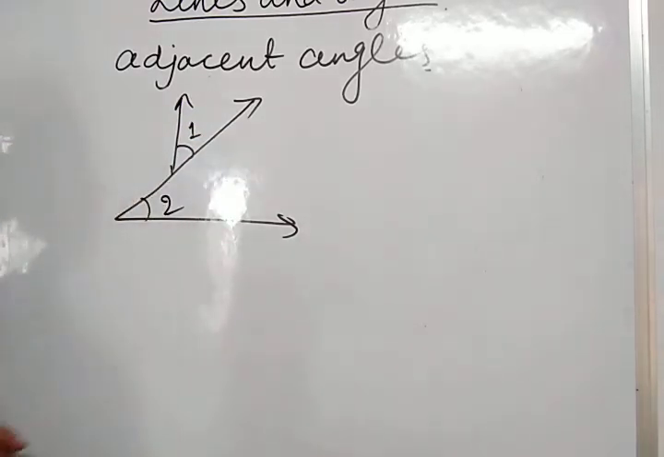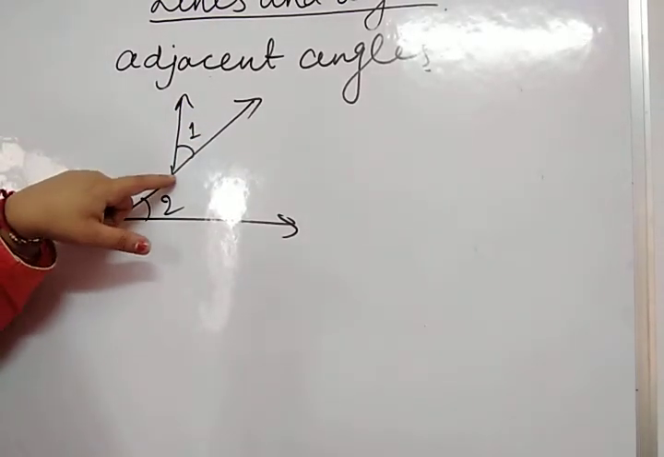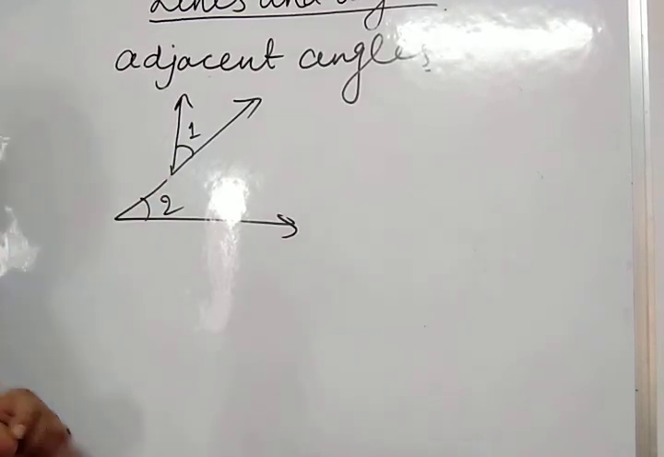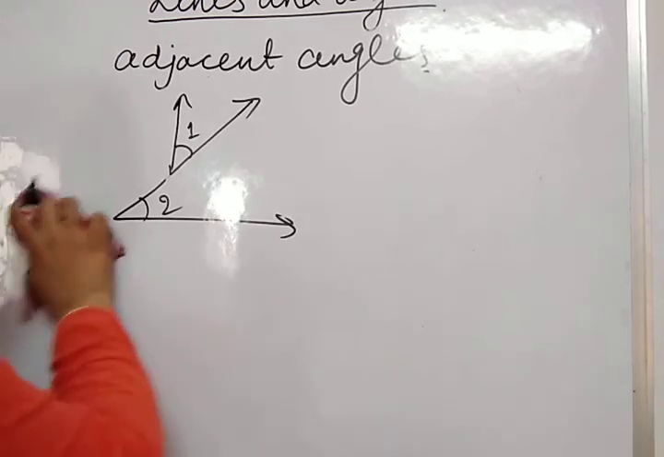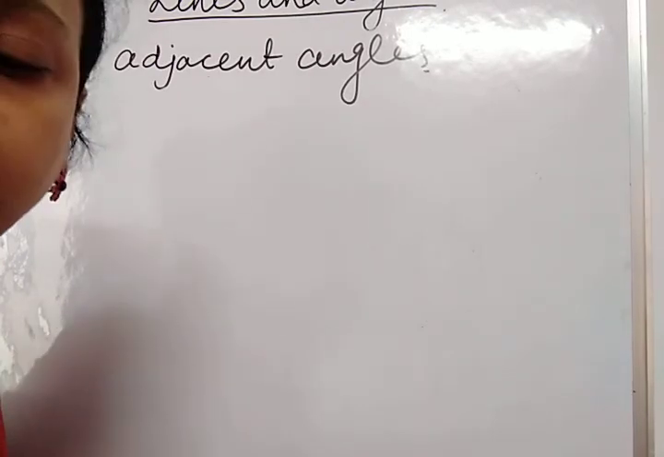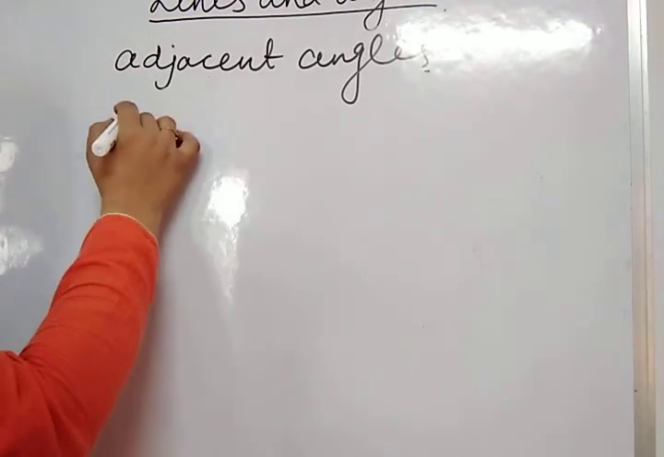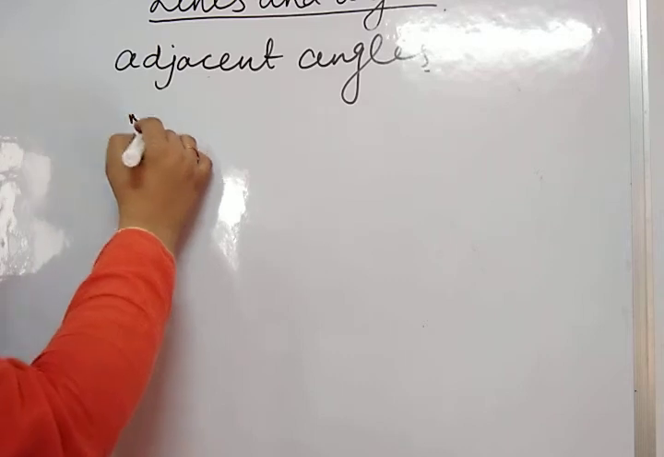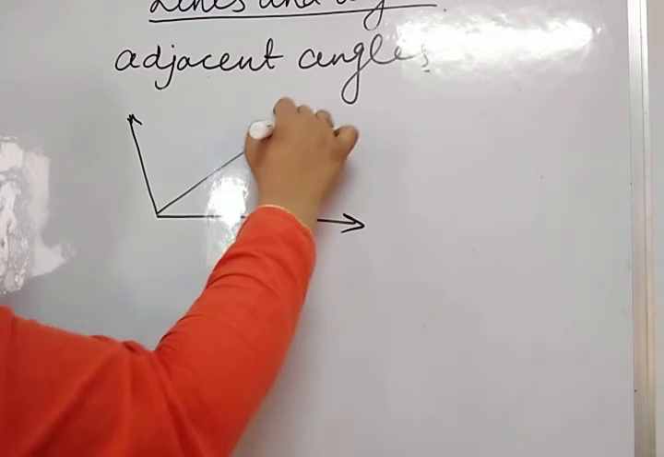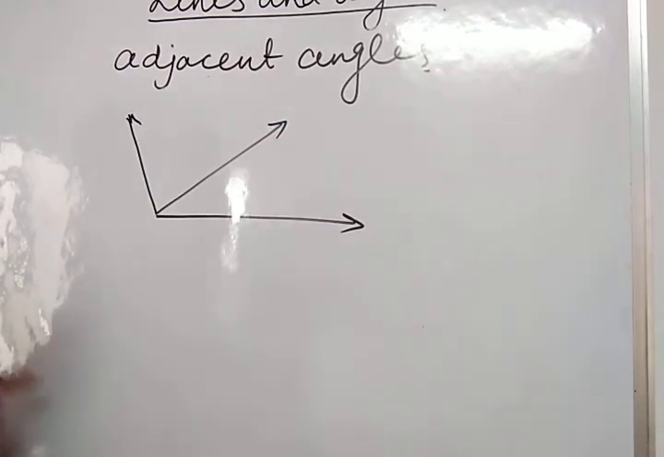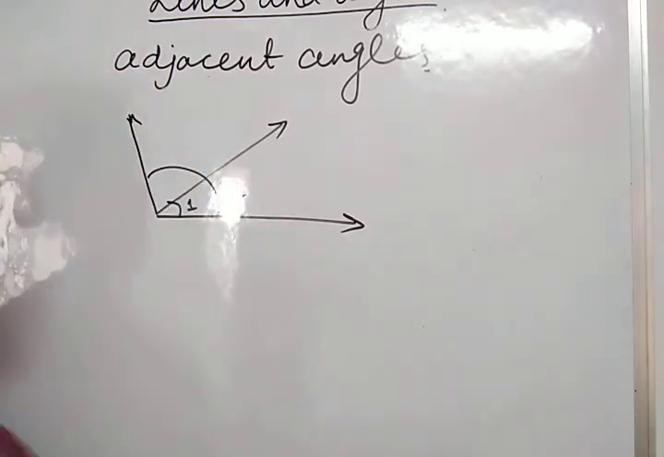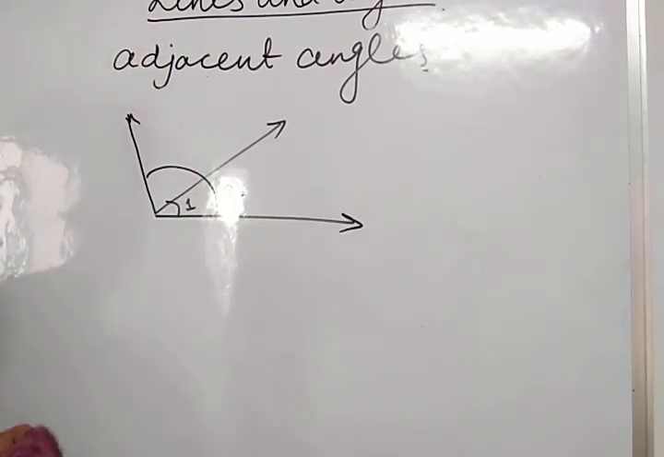Angle 1 and angle 2. You can see the vertex of angle 1 is this and the vertex of angle 2 is this. They don't have a common vertex, so they are not a pair of adjacent angles. Now the same question which I have already explained. Angle 1 and angle 2. This is angle 1 and this is angle 2. Are these two angles a pair of adjacent angles or not?